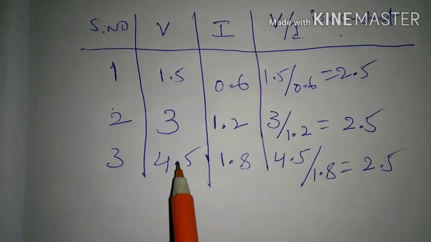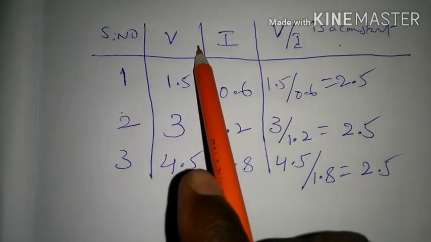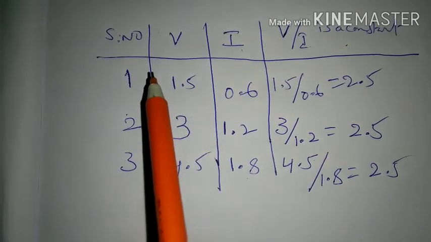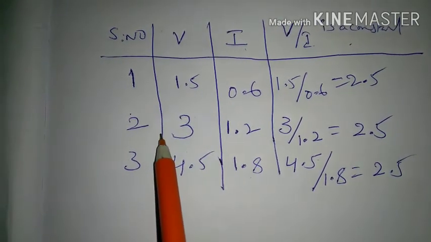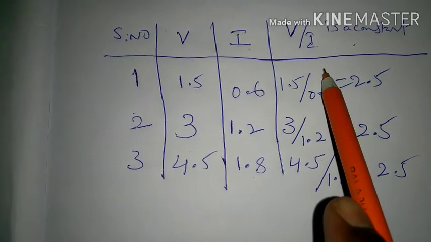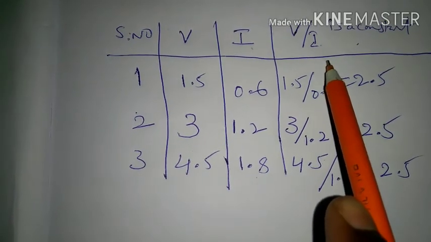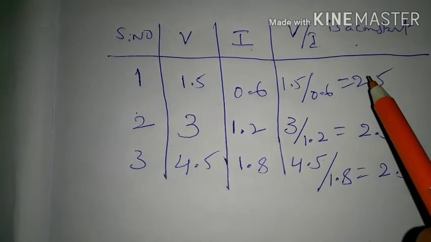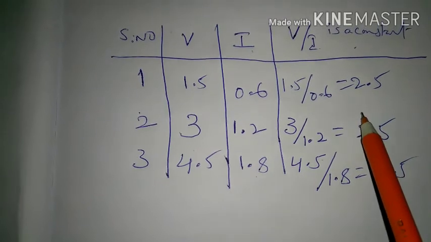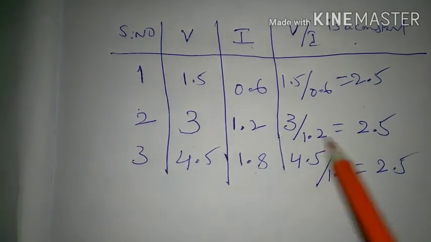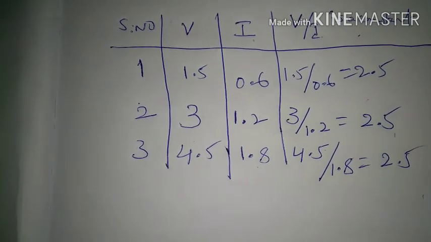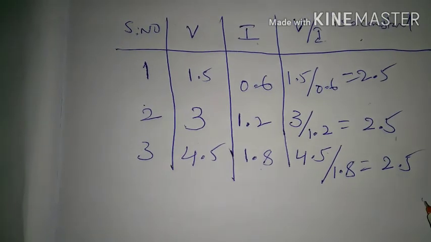Record the values of potential difference and current I corresponding to each case in the table. Find V by I for each set of values. The ratio V by I is a constant. Serial number 1, value how much? 2.5. Serial number 2, value? 2.5. Third value also 2.5. Okay, V by I is a constant.